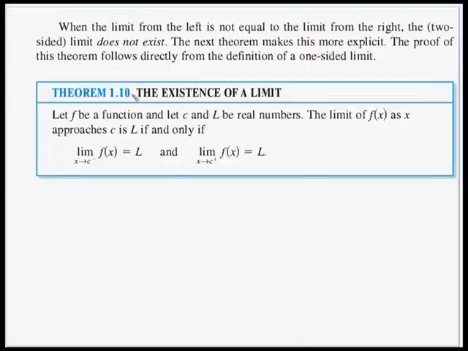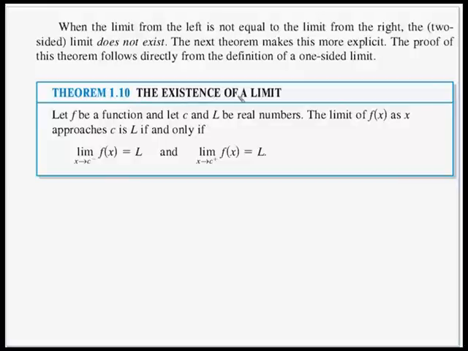And this here is going to lead us into the formal definition, or Theorem 110, the existence of a limit. When the limit from the left is not equal to the limit from the right, the two-sided limit, or the overall limit, does not exist. The next theorem makes it more explicit. The proof of this theorem follows directly from the definition of a one-sided limit.